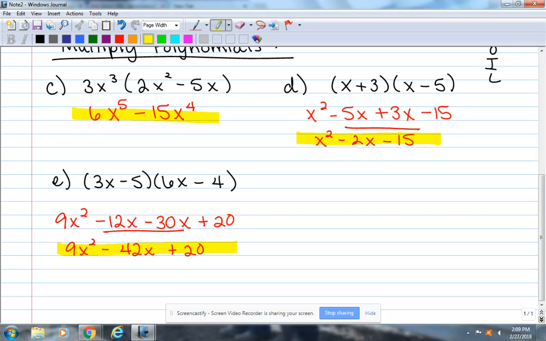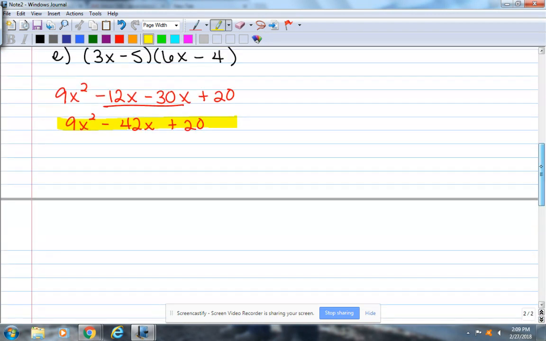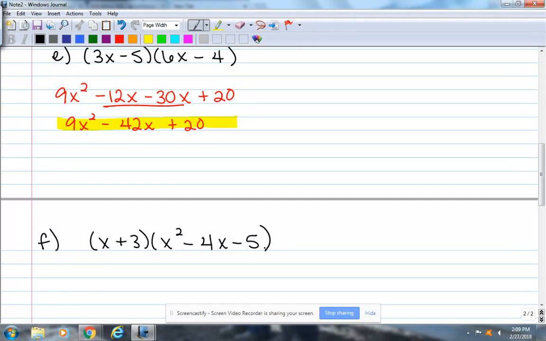And the reason I like distributive property is that's what we're going to have to do on the next kind of problem, which I need space for. x plus 3 times x squared minus 4x minus 5. Hang on a second. This is a binomial times a trinomial.